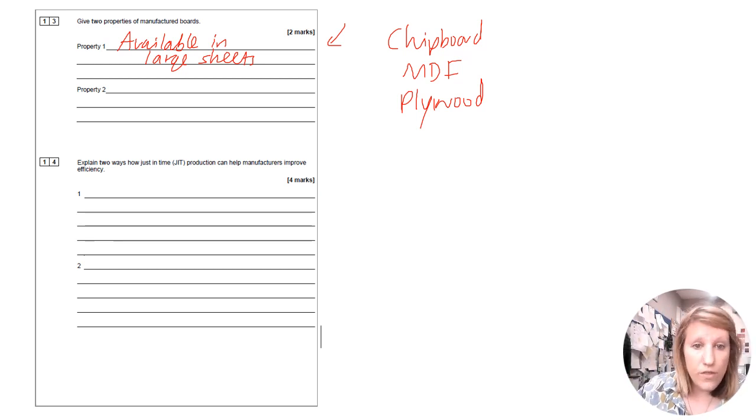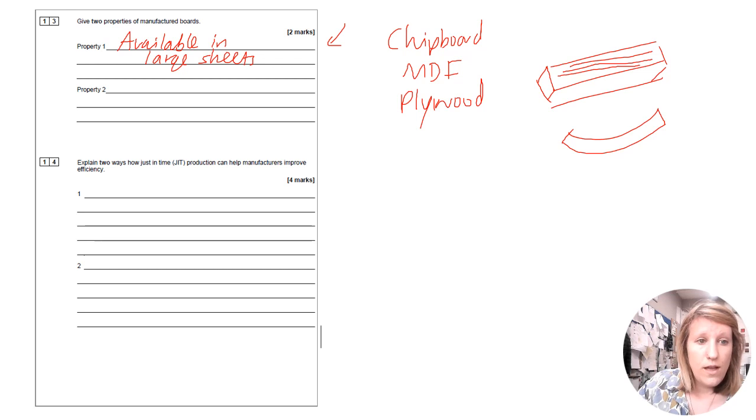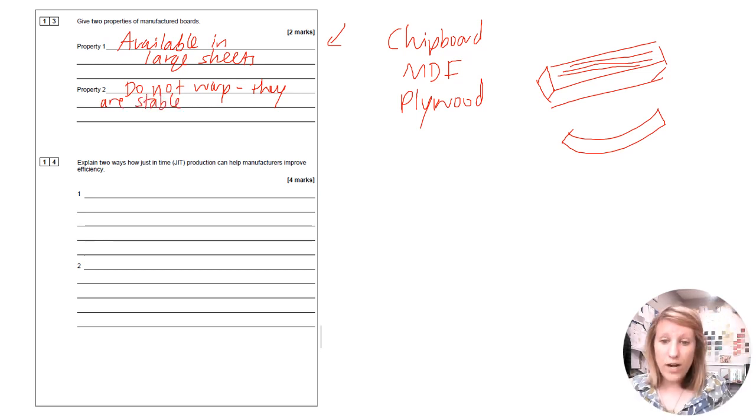Okay, and the other property is in natural wood, what can sometimes happen if you had a chunk of pine like this, because of the natural grain, it can actually bend and it can twist and warp. Okay, so manufactured boards don't do this. So they do not warp, they are stable. Okay, so that's a really useful property because it means that you're not going to have any flex or warping which could compromise the quality of the product. So they're quite easy to work with as well.